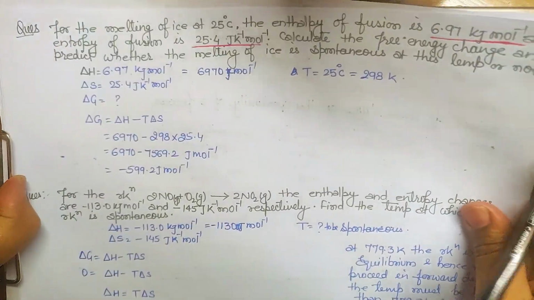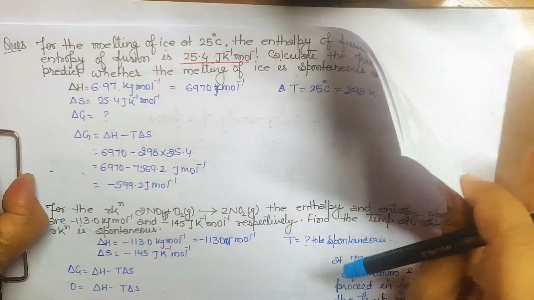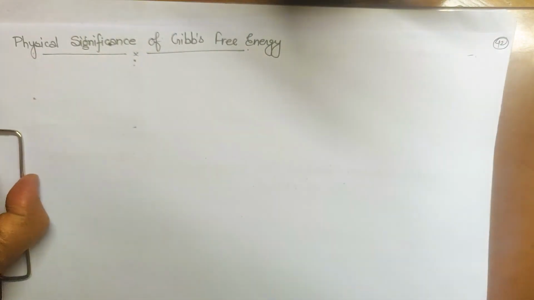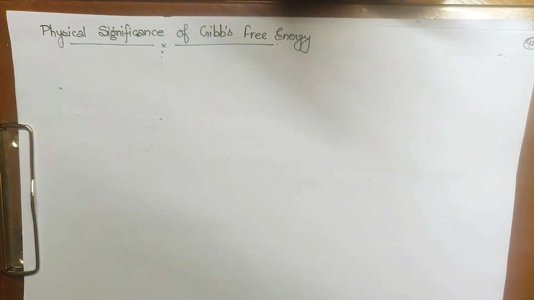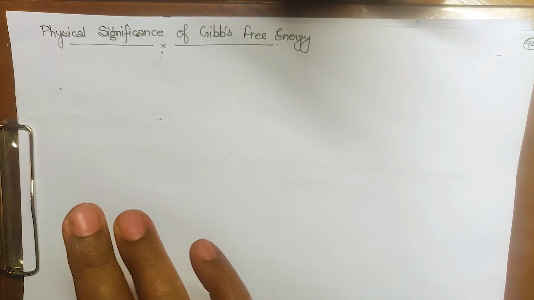Now the next topic we have to start, and that is the physical significance of Gibbs free energy. That means, what is the physical significance of Gibbs free energy? I have explained that it is the maximum energy available to do useful work. So now what is the significance? Whatever derivation I'm going to do will never be asked. I'm telling you just for knowledge.